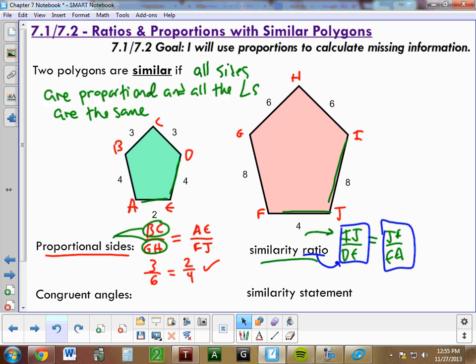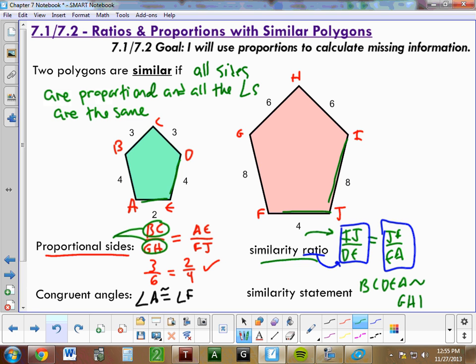For congruent angles, if these two things are proportional, then I would be able to say that, for example, angle A is congruent to angle F. That would be an example of congruent angles. If I wanted to make a similarity statement, I could say that polygon BCDEA is similar, and the symbol for similar is that little tilde right there, to GHIFJ. I'm just going to put it underneath GHIFJ. So those are similar to each other.